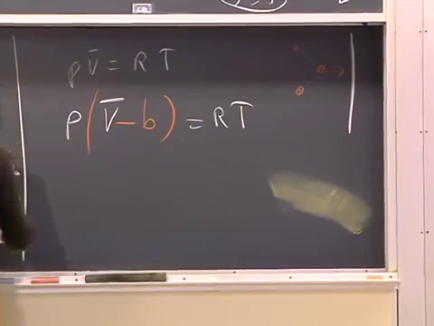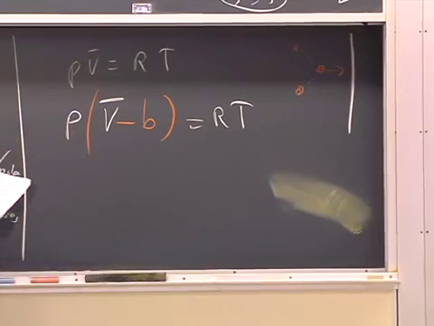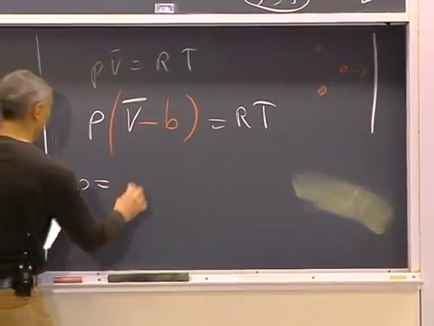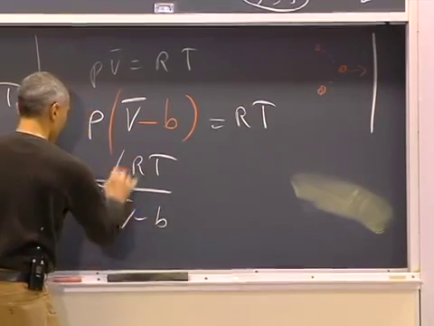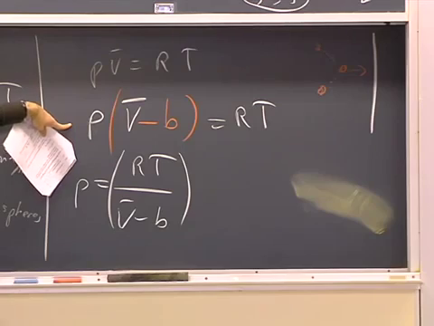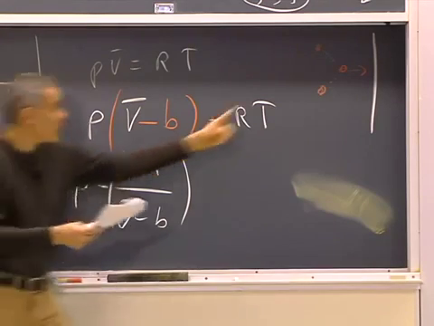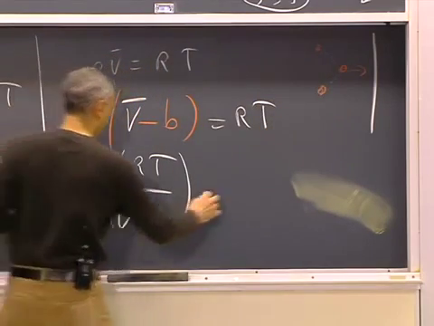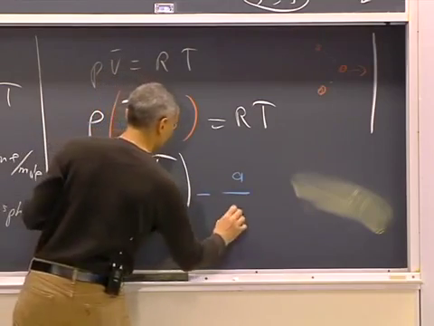Okay, so instead of this P here, if I rewrite this equation as P is equal to RT divided by V bar minus B, just rewriting this equation as it is. So the pressure is going to depend on how strong this attractive force is. So the pressure is going to be less if there's a strong attractive force.